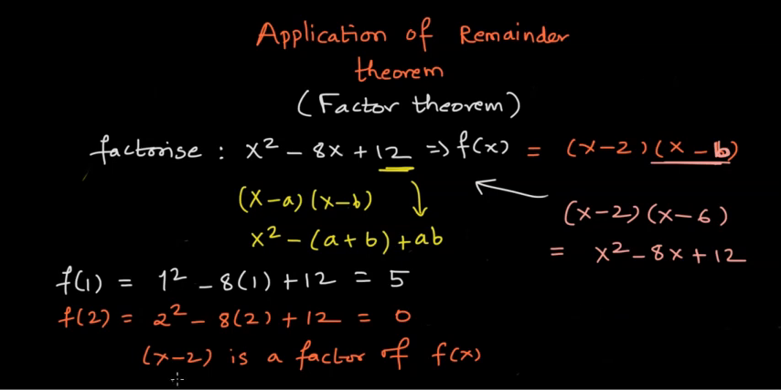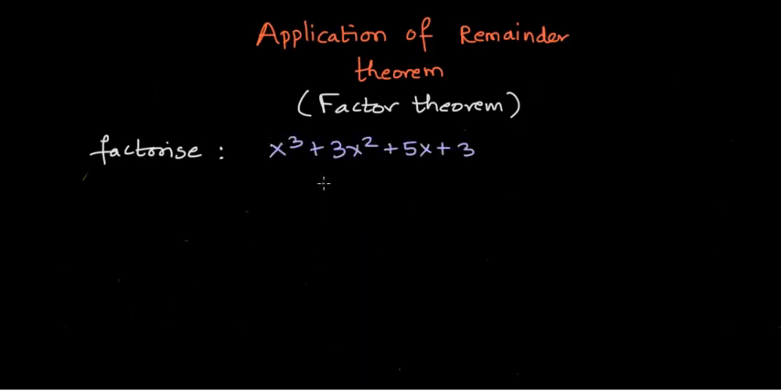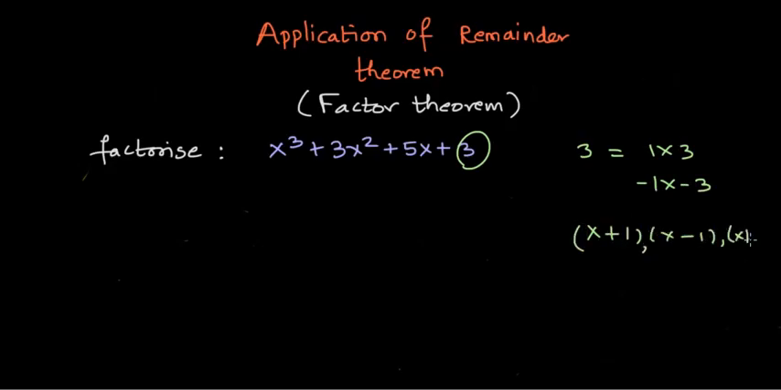Let's see another example. Now let's say we have to factorize x cube plus 3x square plus 5x plus 3. We will look at the constant term again. So 3 can be broken down into 1 times 3 or minus 1 times minus 3. Now we can check whether x plus 1 or x minus 1 or x plus 3 or x minus 3 are the factors of the given polynomial. Let's again name this as f of x. And so we have f of x to be equal to x cube plus 3x square plus 5x plus 3.